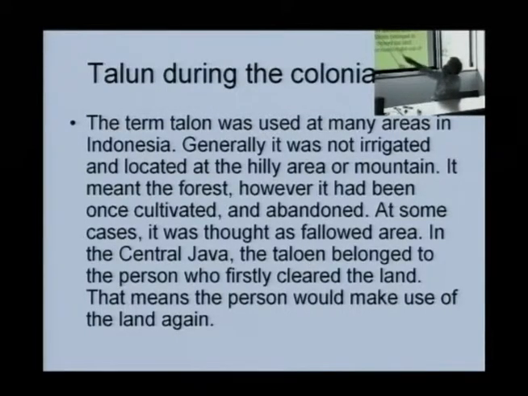But actually, Tarun are found in many places in Indonesia, such as Minahasa, Gayo, or Sumatra, and so on. That means it is located in the mountains and dry rice is planted, but then it is fallowed or abandoned, but people will make use of the land again. Somewhat similar to the present Tarun practice in West Java.